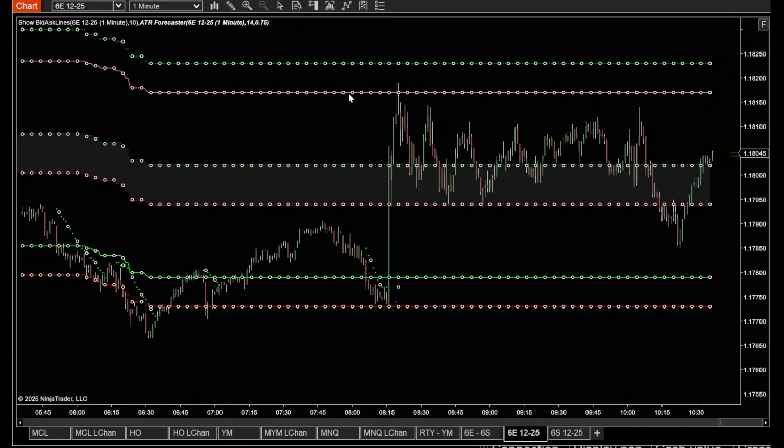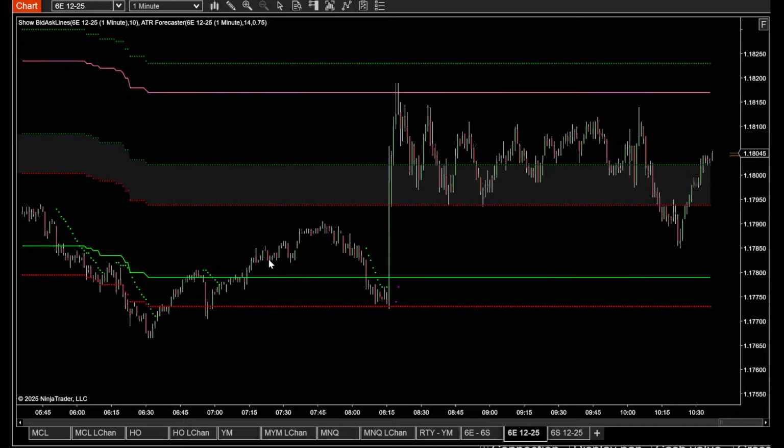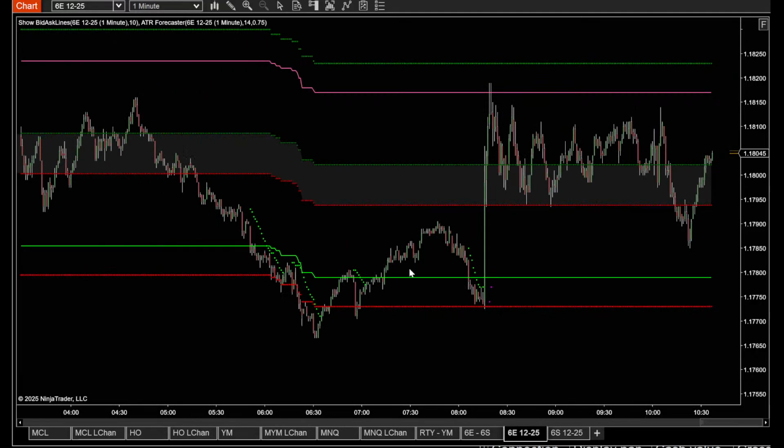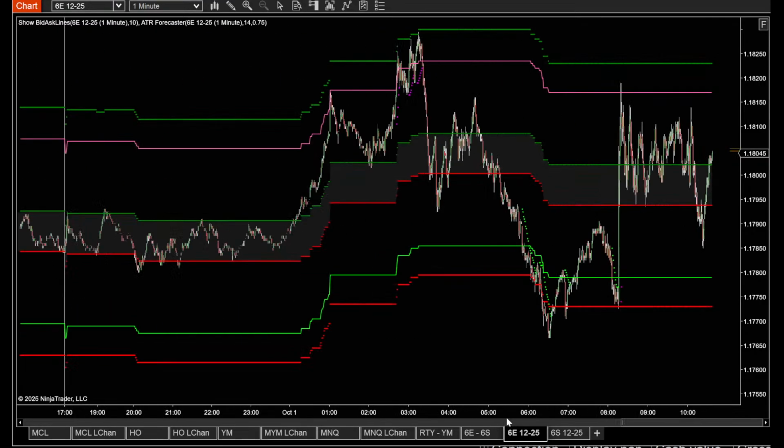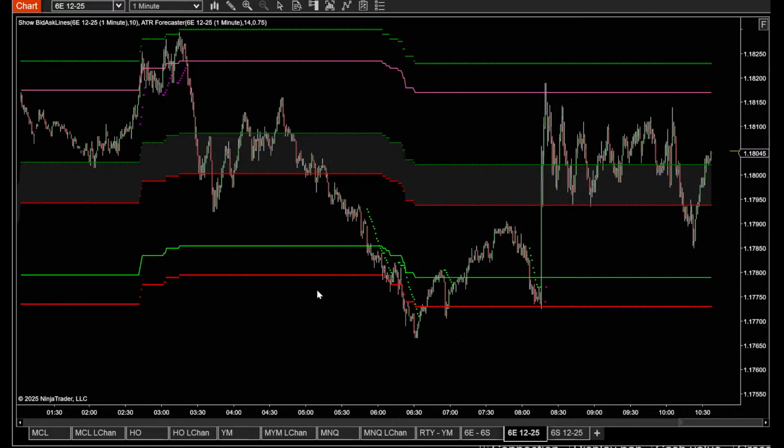This indicator here is one of my creations as well. It's called ATR forecaster, and we're looking for overbought, oversold on the day. So this is a daily ATR between this upper line and this lower line, and it's projected on today's price movement. You can see when we're down in this area, we're at the low of the daily range, just on the outside of the average daily range. So that's a perfect time to think about buying.